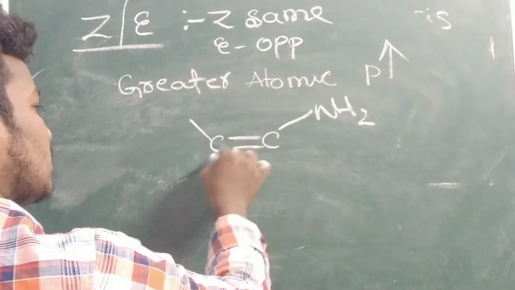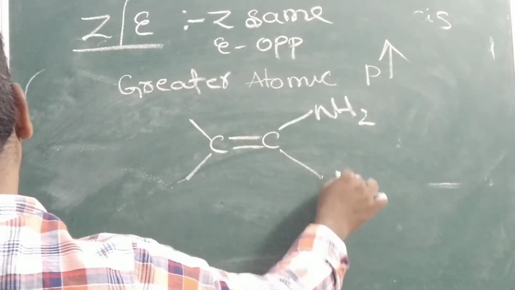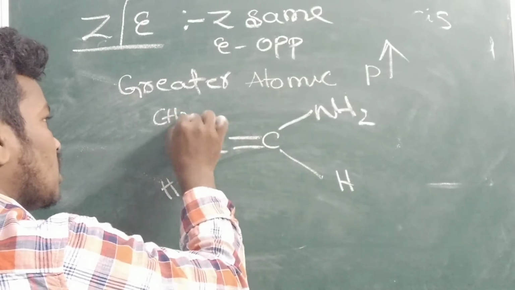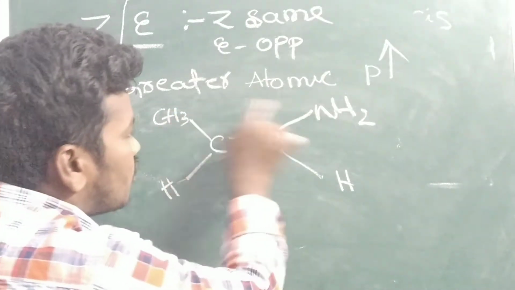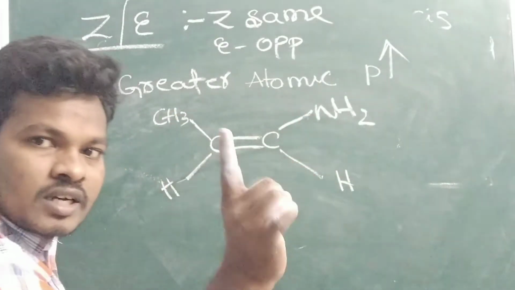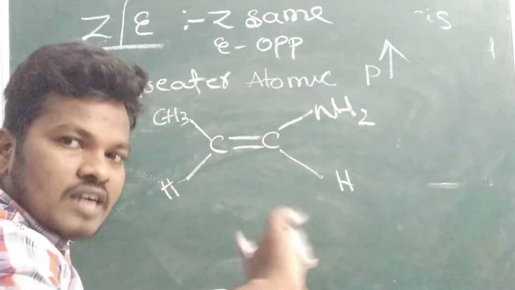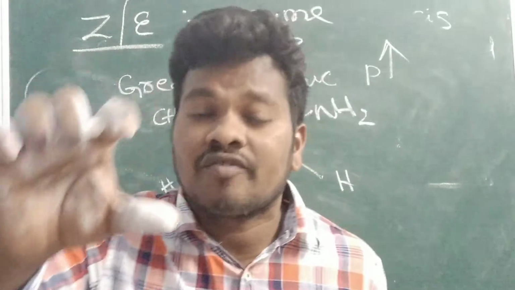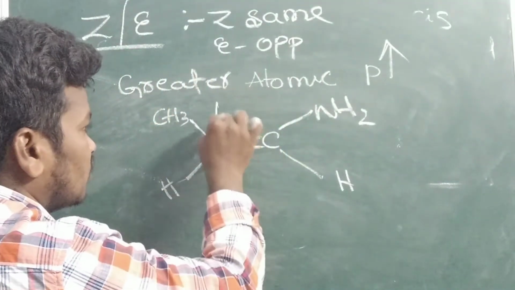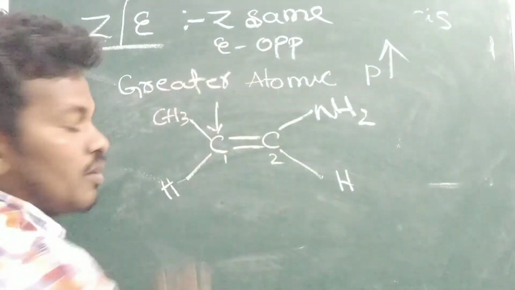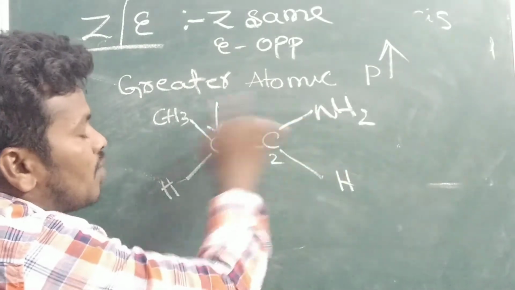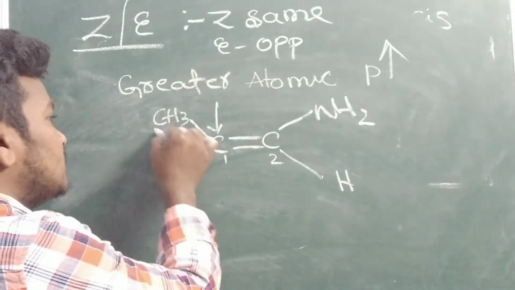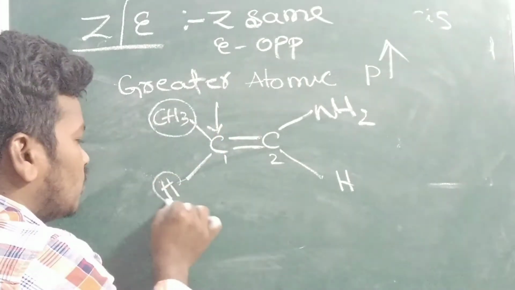So NH3, that is also we'll discuss how it is. Hydrogen, hydrogen, CH3. How will we check? You should not check both sides. Condition: how we checked before, whether the two atoms are same or different, first carbon, second carbon, like this. You should not check sidewise. Vertically you have to check. So here CH3 is different, hydrogen is different.